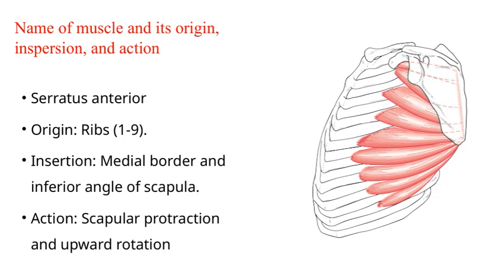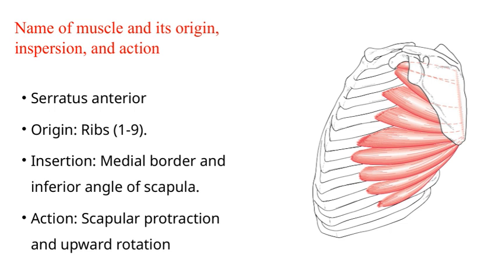It originates from the first 9 ribs, which means it has a broad attachment along the upper ribs. From there, it inserts onto the medial border and the inferior angle of the scapula, anchoring it securely to the shoulder blade. This muscle plays a crucial role in scapular movements. Its main actions are scapular protraction, which is essential for reaching movements, and upward rotation, which helps lift the arm overhead.